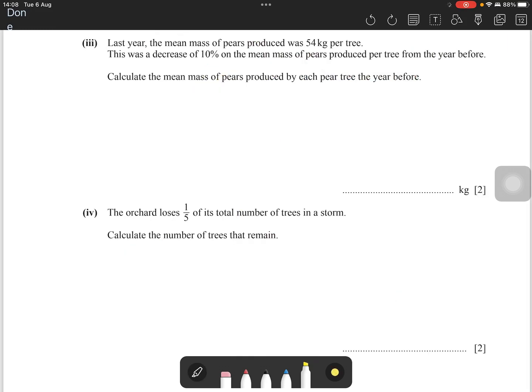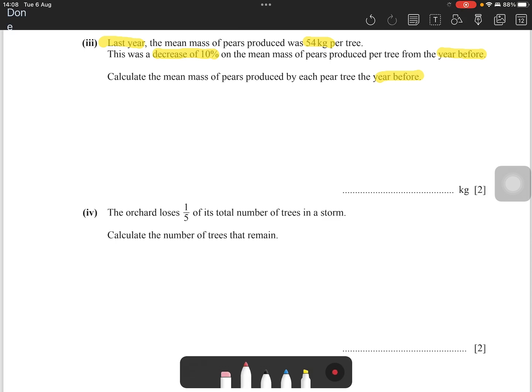The third question. Last year, the mean mass of pears produced was 54 kilograms per tree. This was a decrease of 10% on the mean mass of pears produced per tree from the year before. Calculate the mean mass of pears produced by each pear tree the year before.